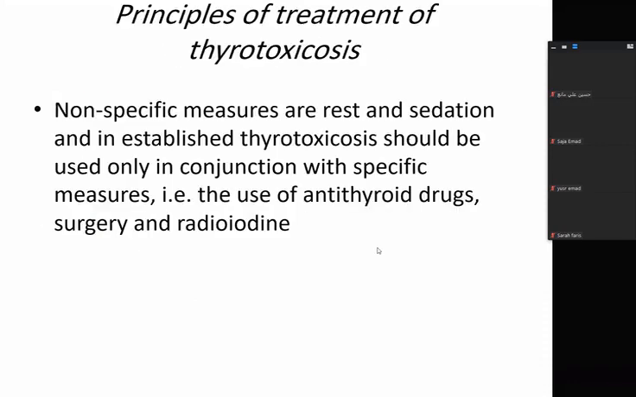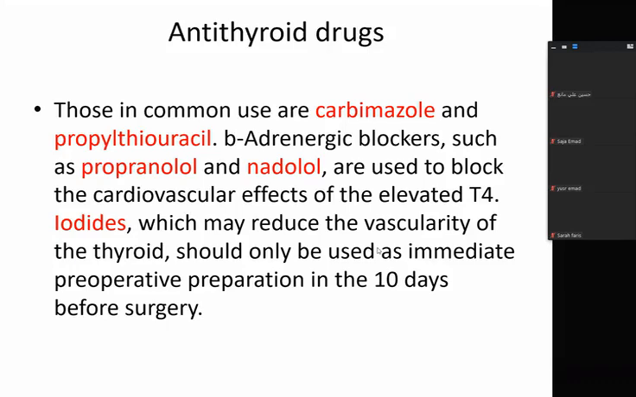Principle of treatment of thyrotoxicosis: non-specific measures are rest and sedation, which in established thyrotoxicosis should be used only in conjunction with specific measures. يعني نستخدم anti-thyroid drugs, surgery, and radioactive iodine. Anti-thyroid drugs مثل ما تعرفون هن كاربامازول، بروبيثايوراسيل. Beta blockers such as propranolol and nadolol are used to block the cardiovascular effect of elevated T3 or elevated T4. يعني beta blockers تشتغل symptomatic بس ما تقلل الثايرويد بالمرة.